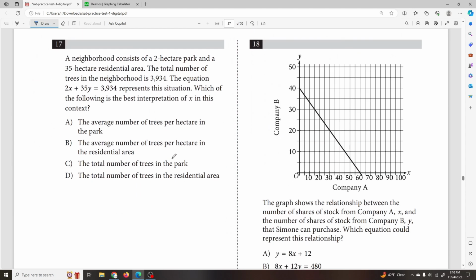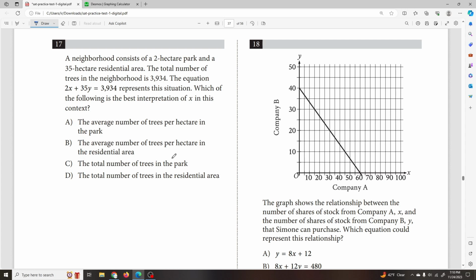Moving on to number 17, it says the neighborhood consists of a 2-hectare park and a 35-hectare residential area. The total number of trees in the neighborhood is 3,934. The equation 2x plus 35y is equal to 3,934 represents the situation. Which of the following is the best interpretation of x in this context, right?